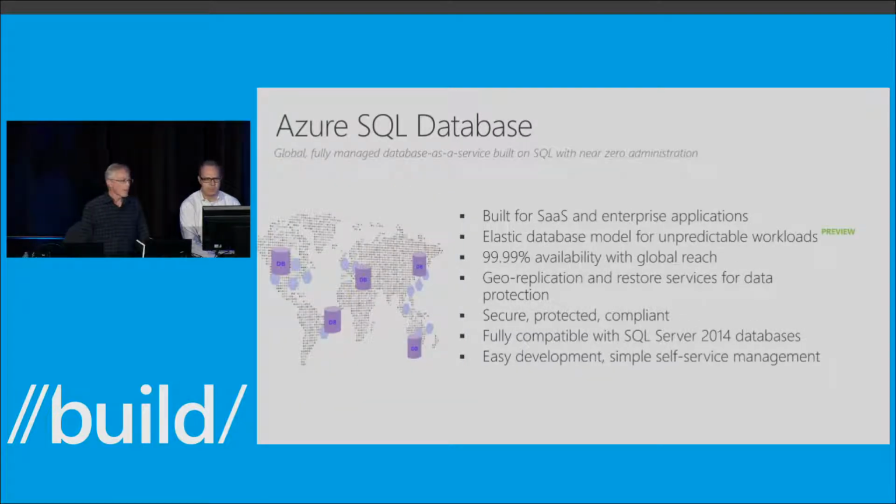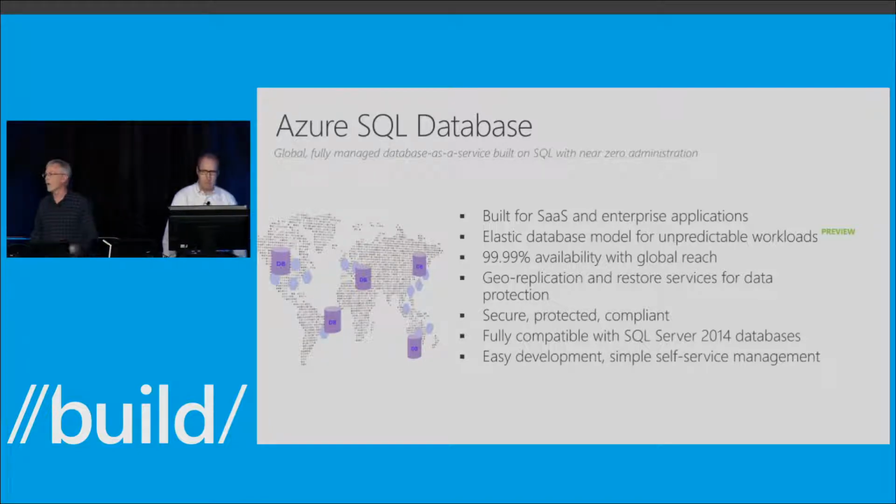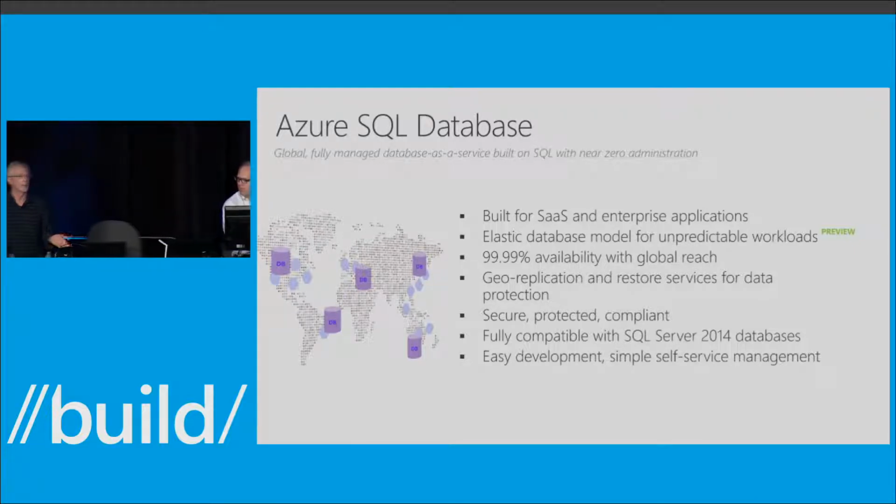So let's dive in. Azure SQL Database, then, this is my 40,000-foot view of this. It's a global, fully managed database as a service. So it's the PaaS model for databases. You just buy and consume databases, create them as you want, when you want. We think of it as being built for SaaS and enterprise applications, so it's built to scale, built to handle a wide range of workloads, and we'll be talking about that as we go. And a key thing that we've introduced, and if you listened to the keynote yesterday, you would have heard about the elastic database model, and we're going to be talking about that today, particularly focusing on that.